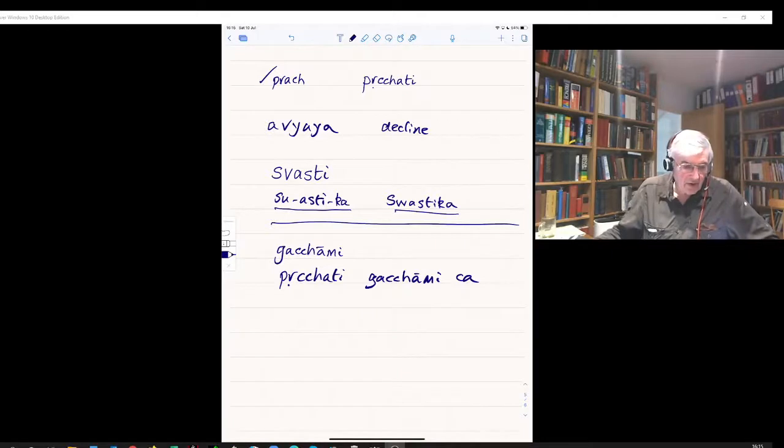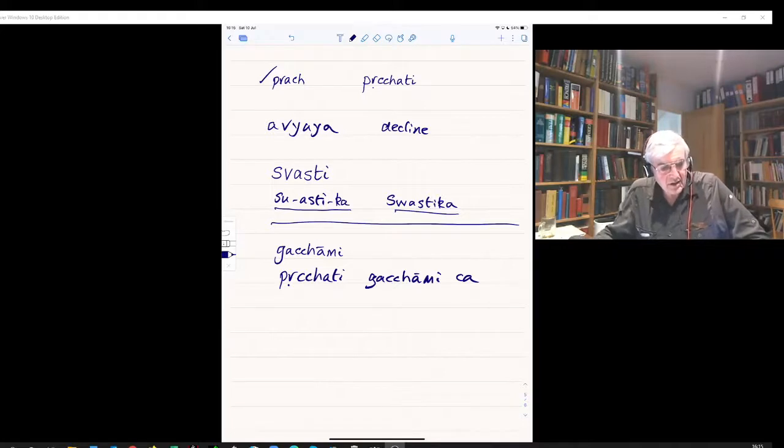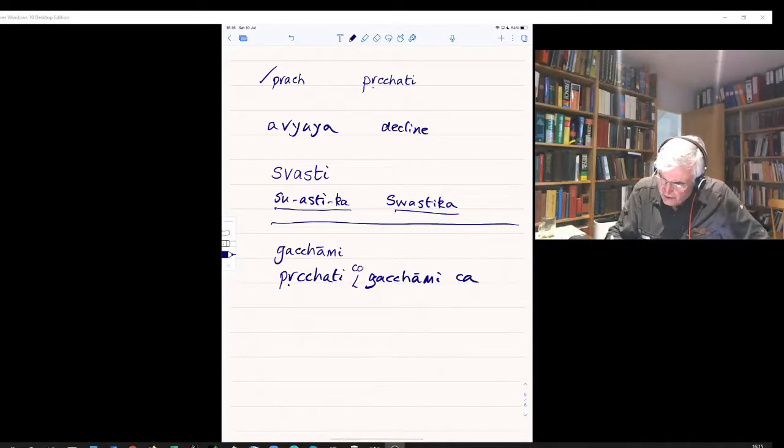Notice that the next sentence after that, translated exactly the same in English, is prichati cha gachami cha. So in other words, the extra cha can be put in. It doesn't change the meaning. You can either put it in or leave it out. So prichati gachami cha, prichati cha gachami cha, they mean pretty much the same. It's a matter of style whether you use that extra cha or not.